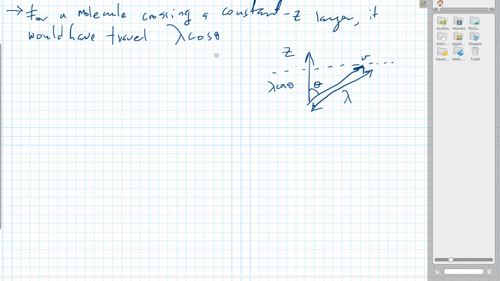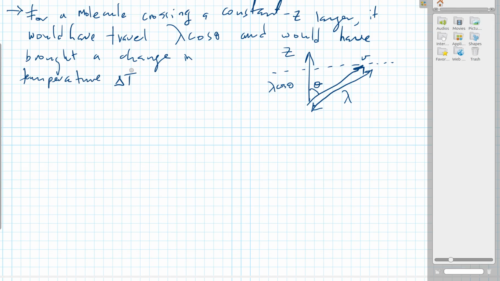So it would have traveled lambda cos theta and would have brought with itself a change in temperature delta T. Supposing we know the rate of change of temperature, partial T with respect to the z-axis, we just multiply this rate of change of temperature times the distance covered by the molecule.